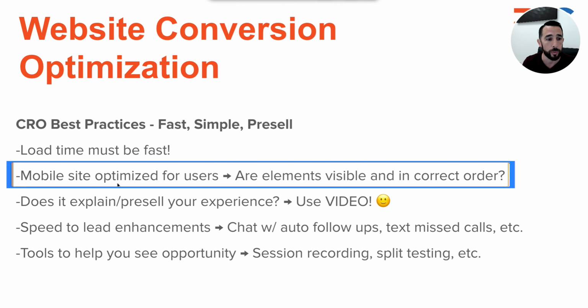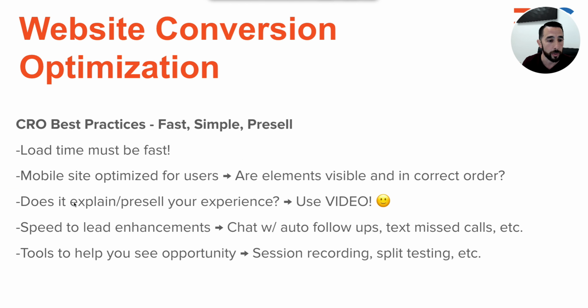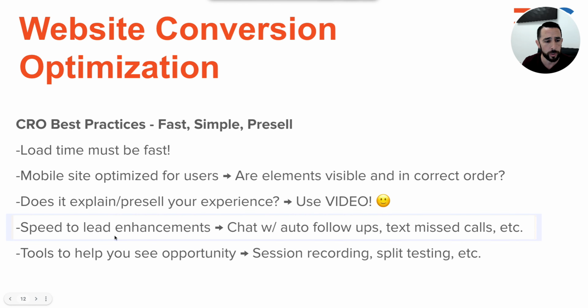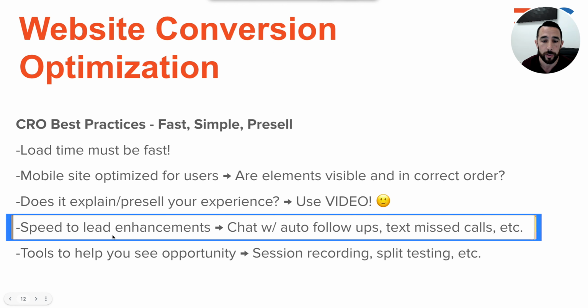We're going to talk about your mobile site, making sure it's optimized for users, both with the elements on the page and the ordering of those elements. We're going to talk about, does your website explain or pre-sell your experience? We recommend using video whenever possible. We're going to talk about some speed to lead enhancements. This is ways you can use chat or auto follow-ups with that chat. You can text people who missed calling you, things like that.